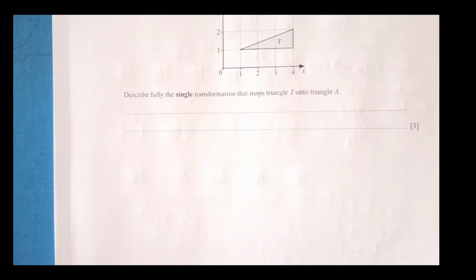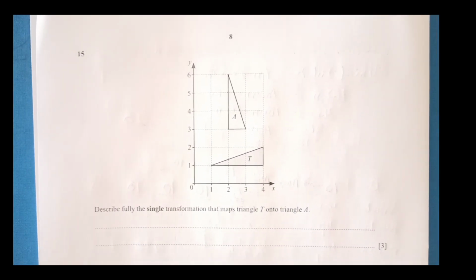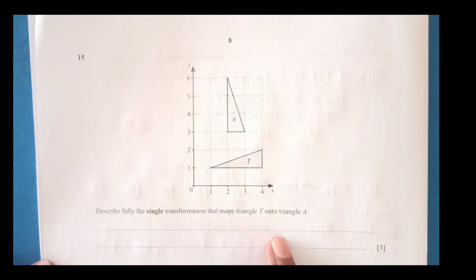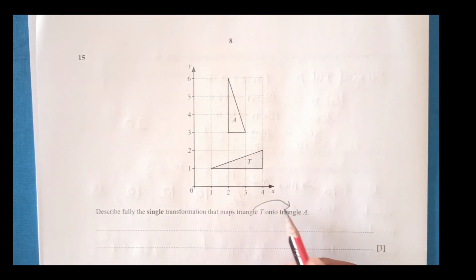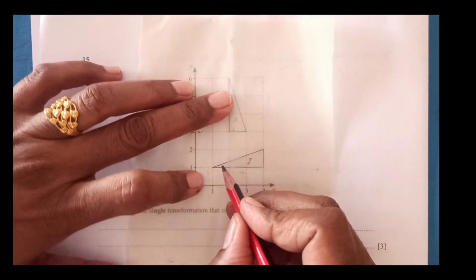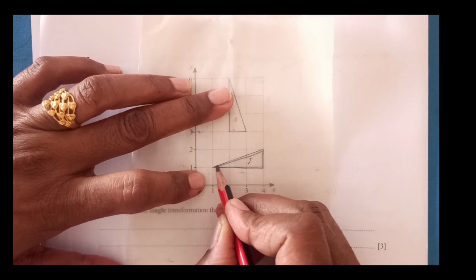Now number 15, describe fully the single transformation that maps triangle T onto triangle A, from here to here. So for that you can use tracing paper. So let me take the tracing paper here. So we are going to trace that triangle. Which triangle? We are going from T onto triangle A. From T here onto A.